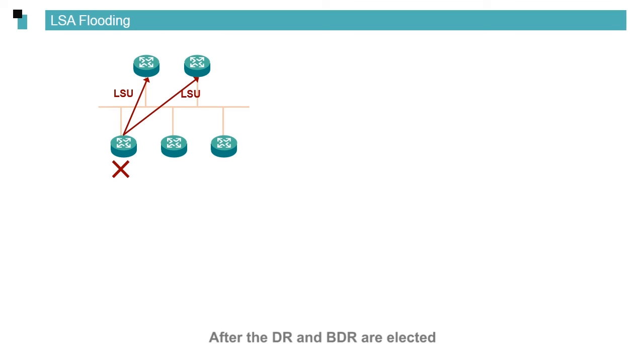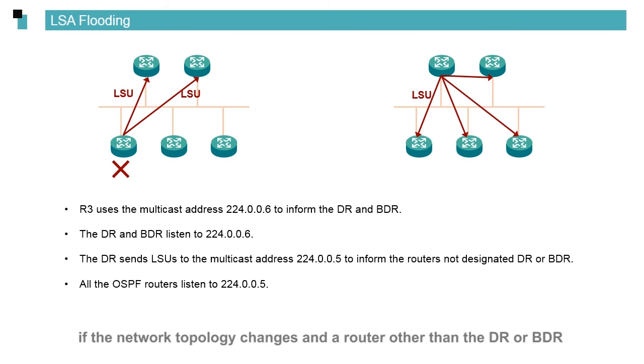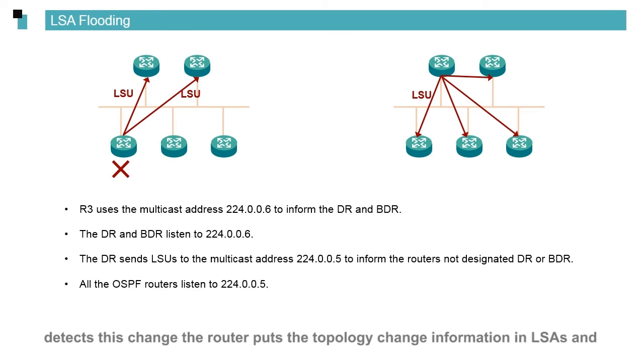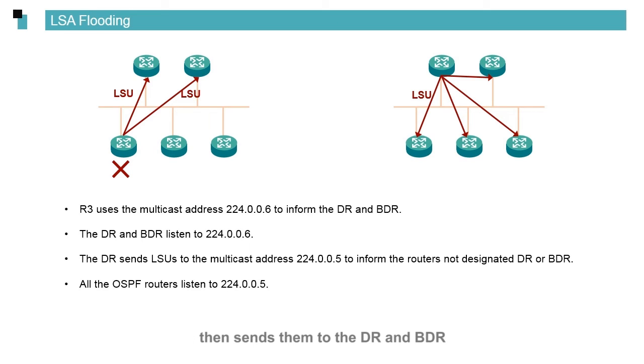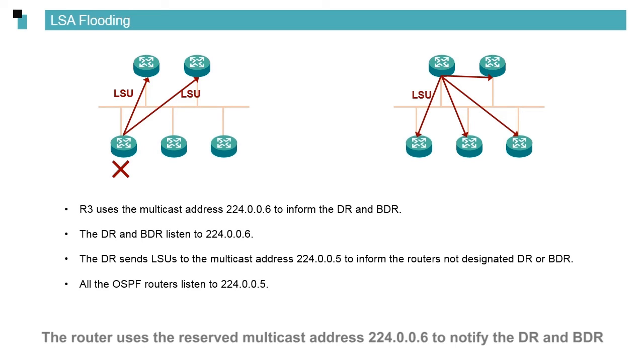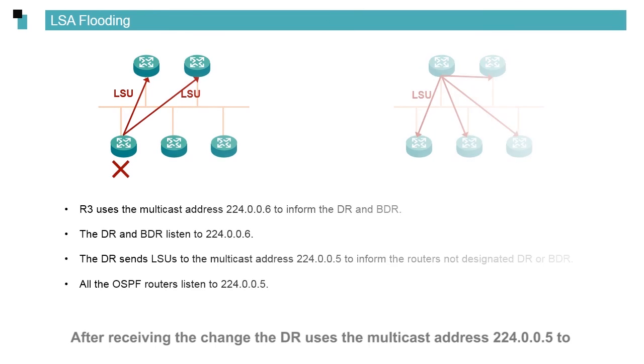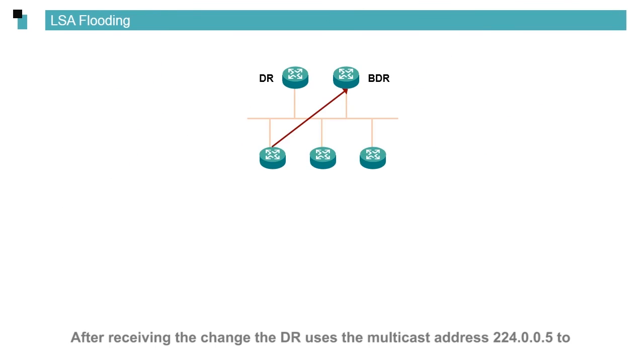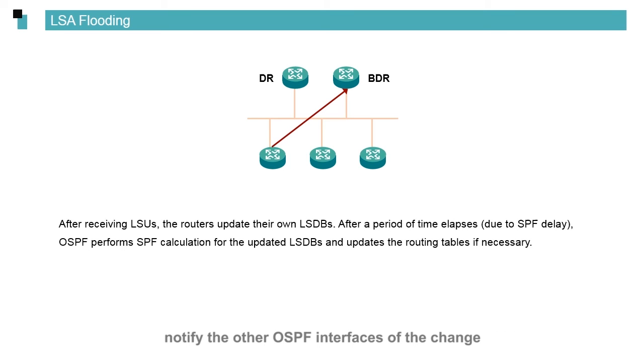After the DR and BDR are elected, if the network topology changes and a router other than the DR or BDR detects this change, the router puts the topology change information in LSAs and then sends them to the DR and BDR. The router uses the reserved multicast address 224.0.0.6 to notify the DR and BDR. After receiving the change, the DR uses the multicast address 224.0.0.5 to notify the other OSPF interfaces of the change.